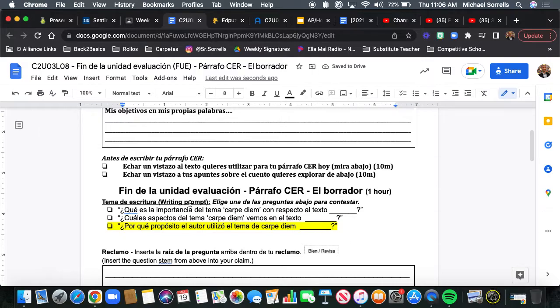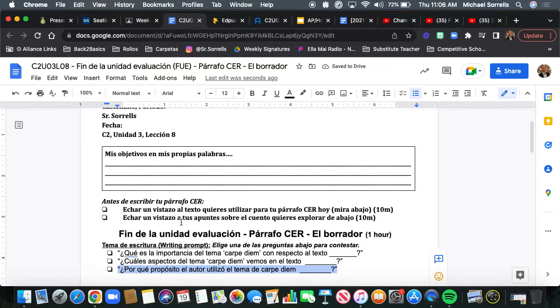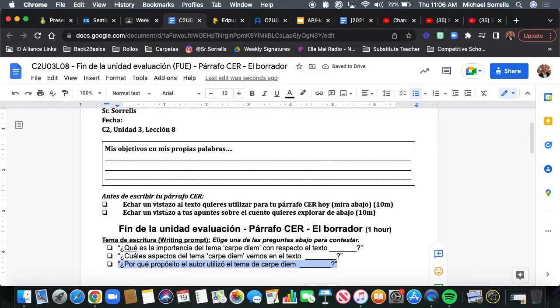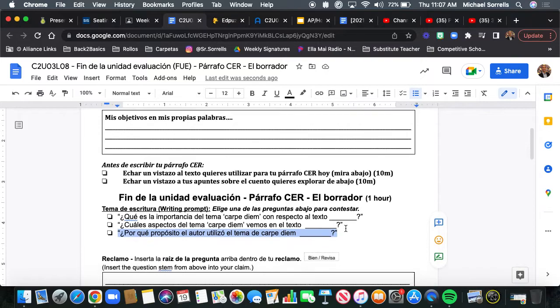So whichever one you want to choose out of these three questions to answer, highlight that one so I know which one you're answering. So that way when I start reading your CR paragraph, I know what you're talking about. Make sure that you've glanced at the text that you're going to use for your CR, which is soneto 166, and make sure that you throw a glance at the notes you took about that work.